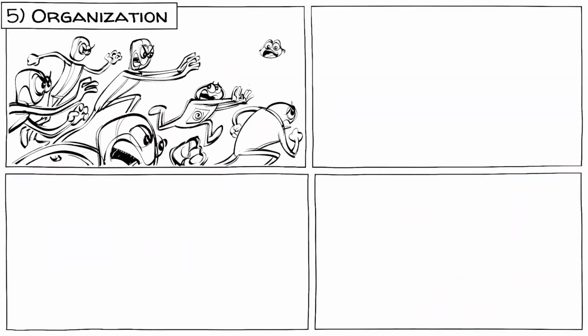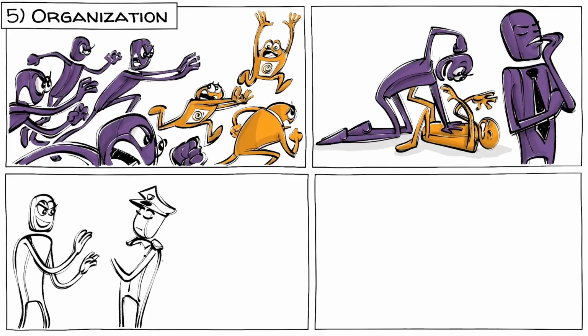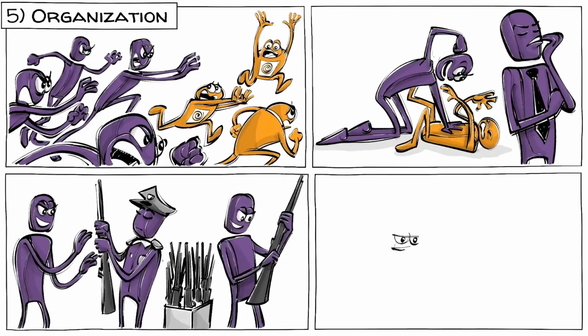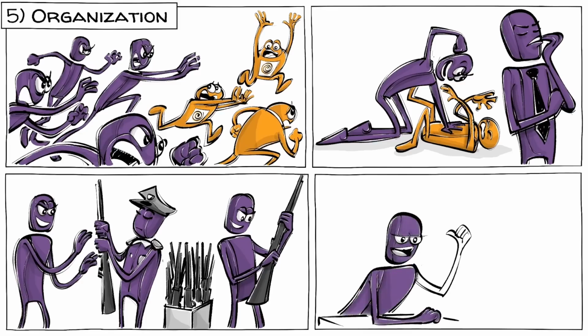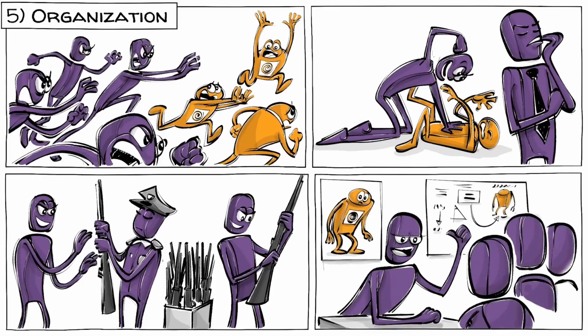Fifth is organization. This stage can involve violent mobs that are tolerated by the ruling class, or even the creation of state-sponsored militias. In some instances, perpetrators now carefully start to plan the next steps of the genocide.